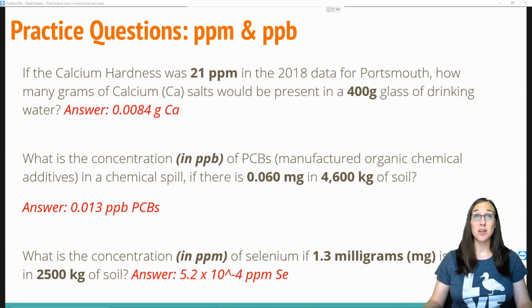For the second one, 0.013 parts per billion PCBs. And for the last one, 5.2 times 10 to the negative 4, so that's 3 zeros in front of the 5 with another decimal at that end. Parts per million for selenium.